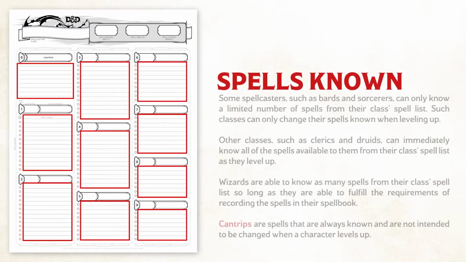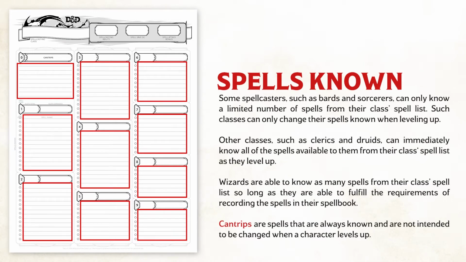Spells known. Some spellcasters, such as bards and sorcerers, can only know a limited number of spells from their class spell list. Such classes can only change their spells known when leveling up. Other classes, such as clerics and druids, can immediately know all of the spells available to them from their class spell list as they level up. Wizards are able to know as many spells from their class spell list so long as they are able to fulfill the requirements of recording the spells in their spellbook. Cantrips are spells that are always known and are not intended to be changed when a character levels up.